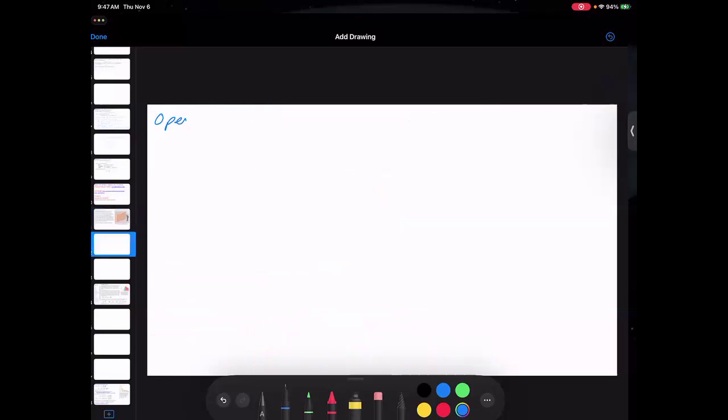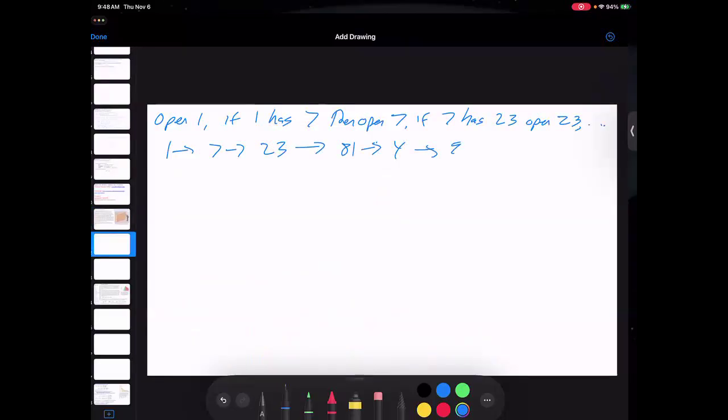So you open one. If one has a 7, then open 7. If 7 has a 23, open 23, and so on. So maybe it's 1 to 7 to 23 to maybe 81 to 4 to 97, and so on. Will it eventually loop back to 1? Yes. Why? So must it loop back to 1?